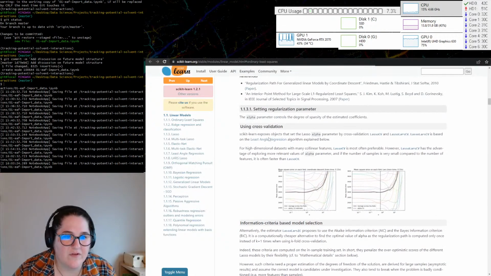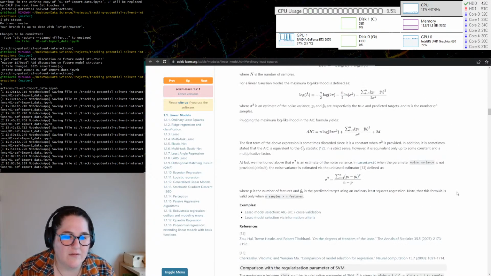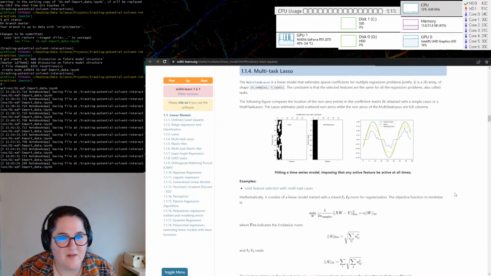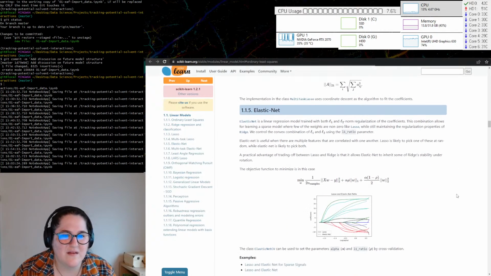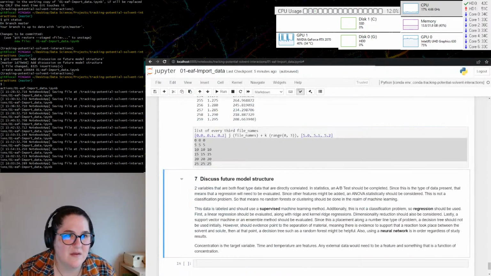And then there's information about using cross-validation, which is basically how you check for accuracy of your model whenever you are regressing. There's a multitask lasso, which is going to be interesting. Then this elastic net, a linear regression with both L1 and L2. So these are lassos. Combination where the weights are non-zero while maintaining the regularization properties of the ridge. Okay, so this would be interesting. We can look at this elastic net.